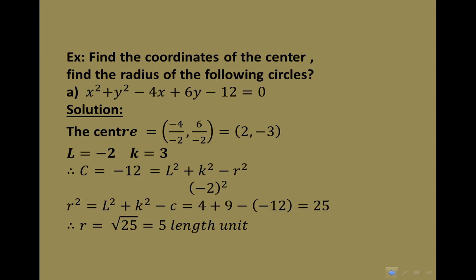Then C equals negative 12 equals L power 2 plus k power 2 minus R power 2. Then R squared equals L squared plus k squared minus C equals 4 plus 9 minus negative 12, which equals positive 12, and here R squared equals 25. Then R equals the square root of 25 equals 5 length unit.